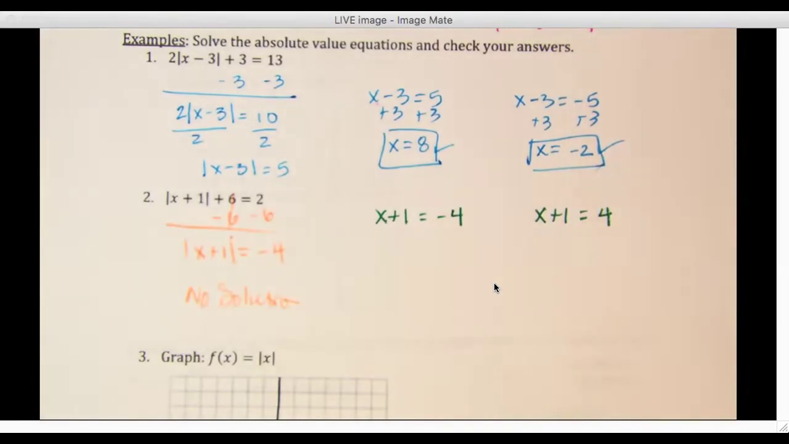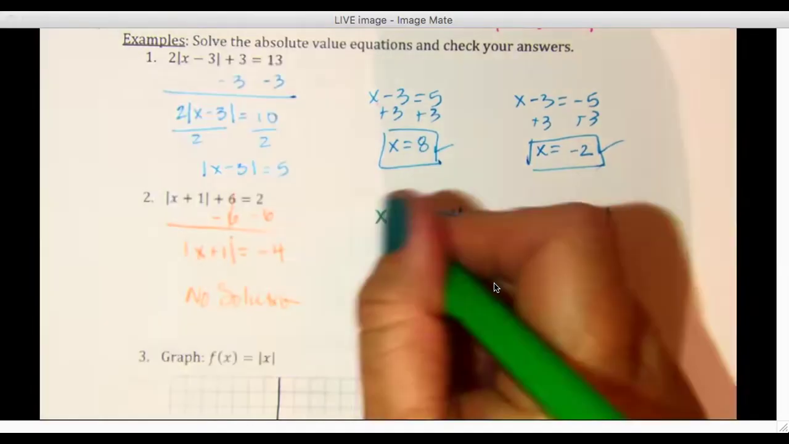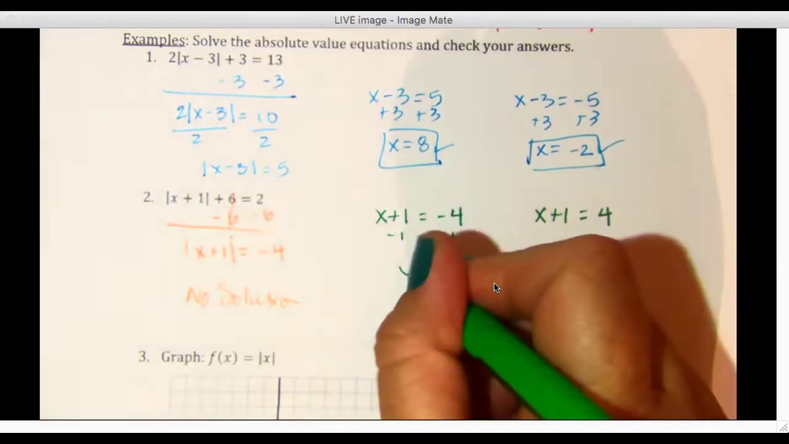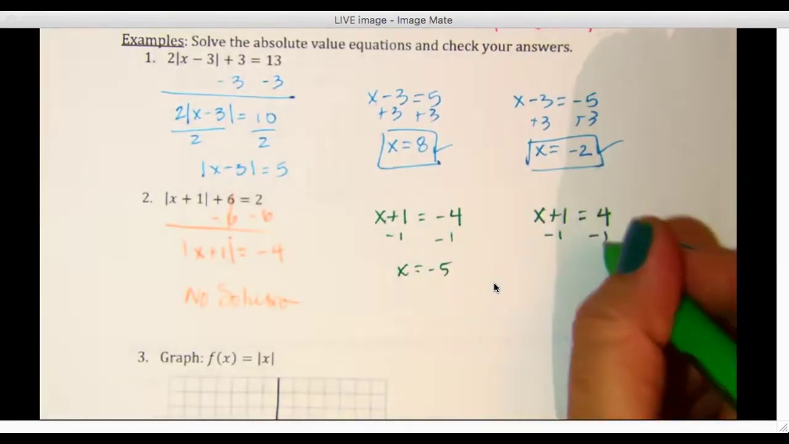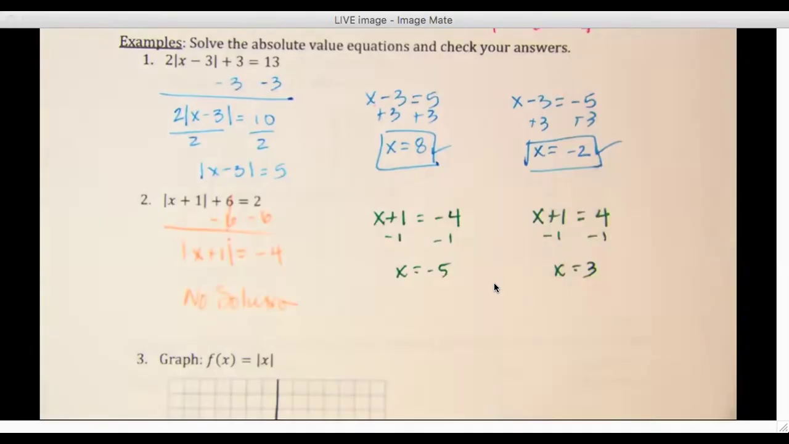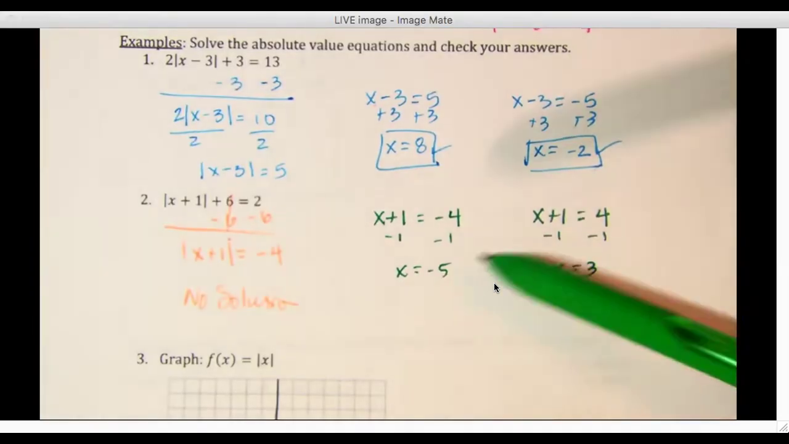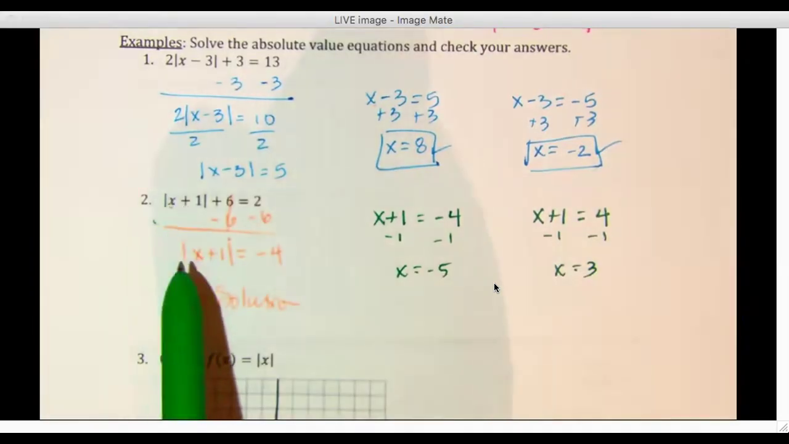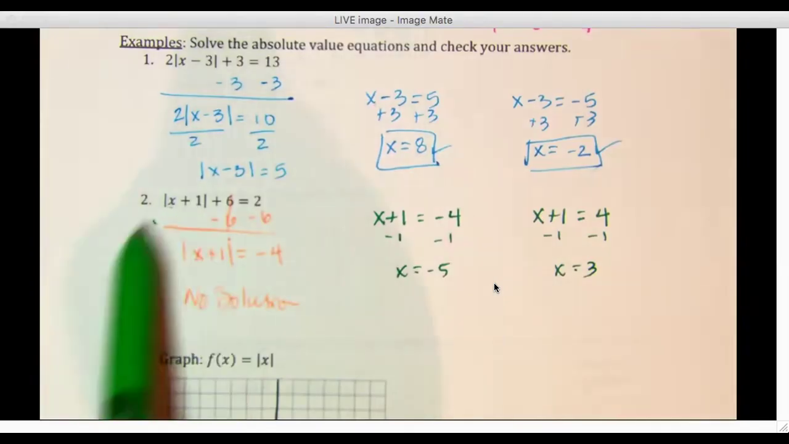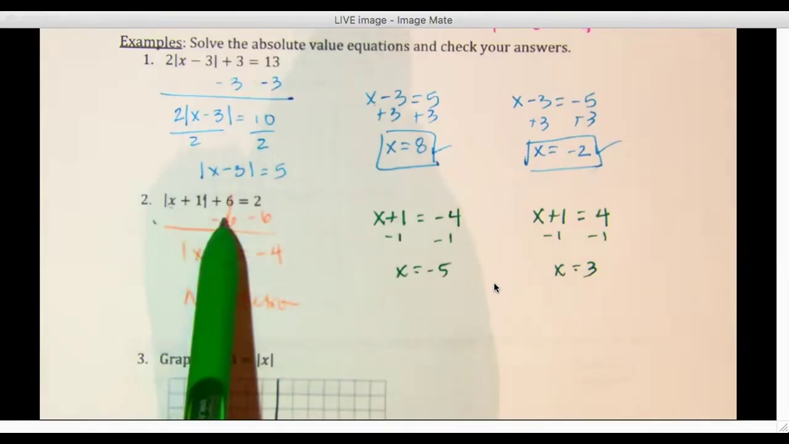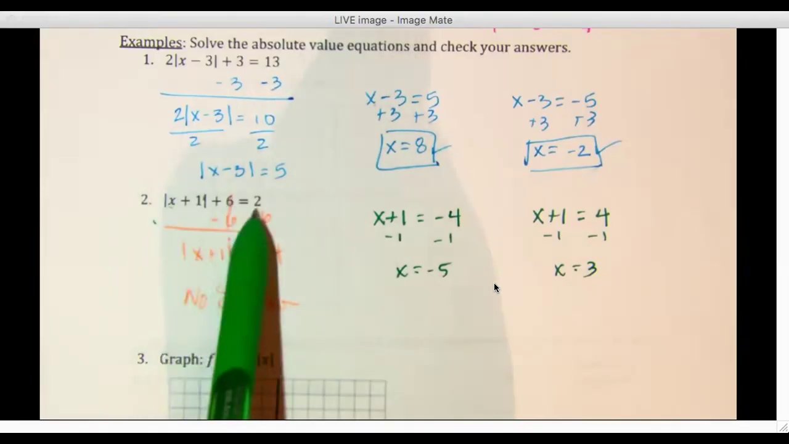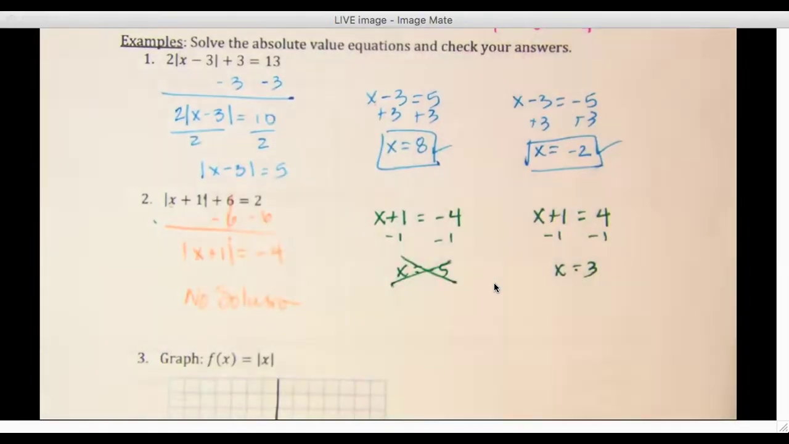And you were like, well, let me go ahead and plug those in and check those values. So you subtract 1 and you get x is equal to -5. And you subtract 1 and you get x is equal to 3. And you plug those in. Let's start with -5. -5 plus 1 is -4. Absolute value of -4 is 4. 4 plus 6 is 10. Well, 10 is not equal to 2, so that one does not work.